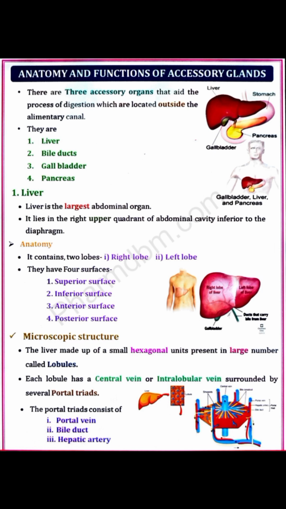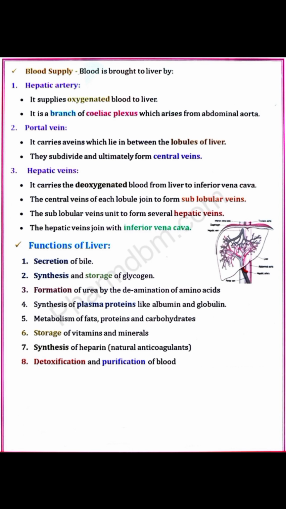Microscopic structure. The liver is made up of small hexagonal units present in large number called lobules. Each lobule has a central vein or intralobular vein surrounded by several portal triads. The portal triads consist of portal vein, bile duct, hepatic artery. Blood supply. Blood is brought to the liver by hepatic artery, portal vein, hepatic veins. Hepatic artery supplies oxygenated blood to the liver.